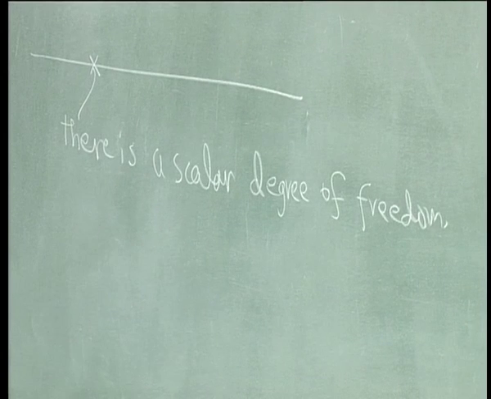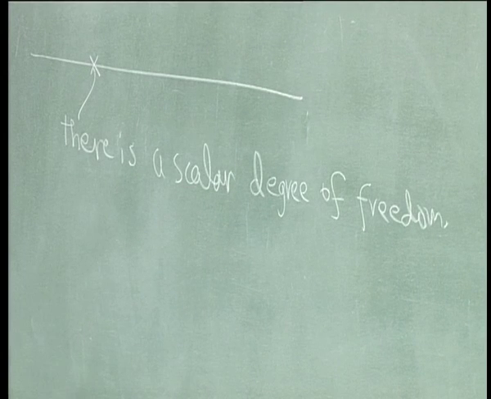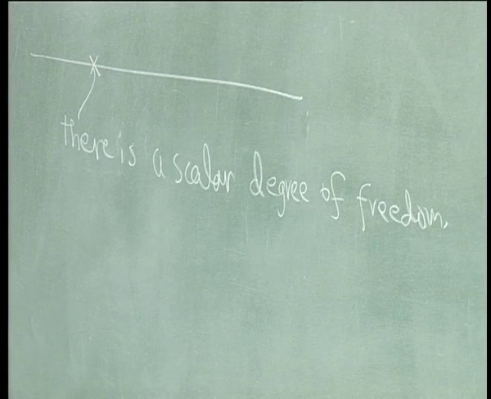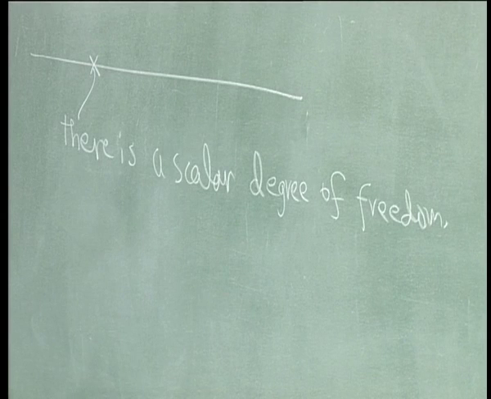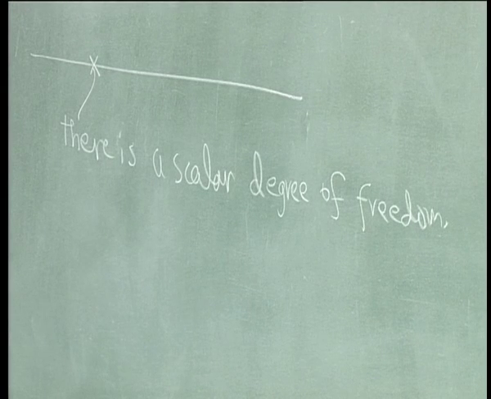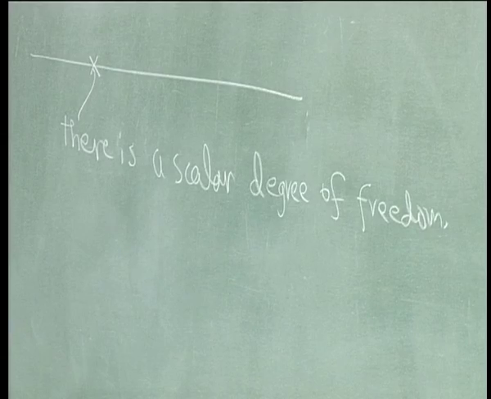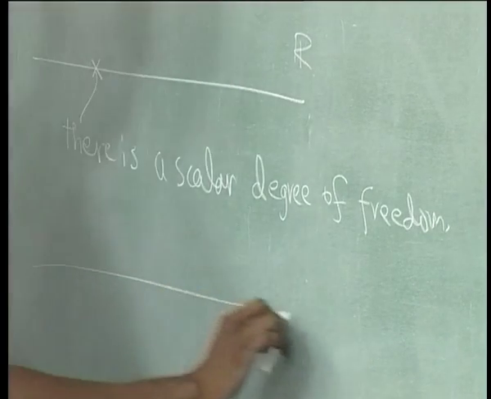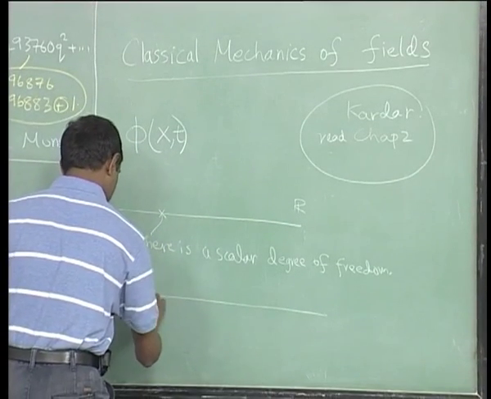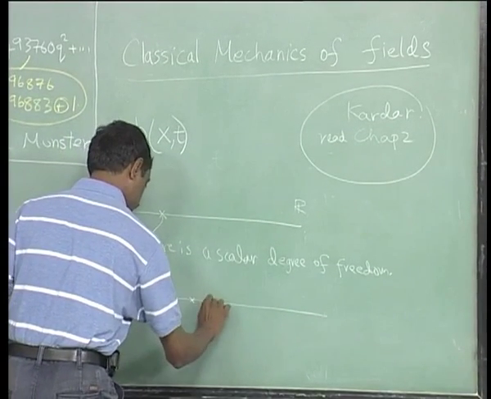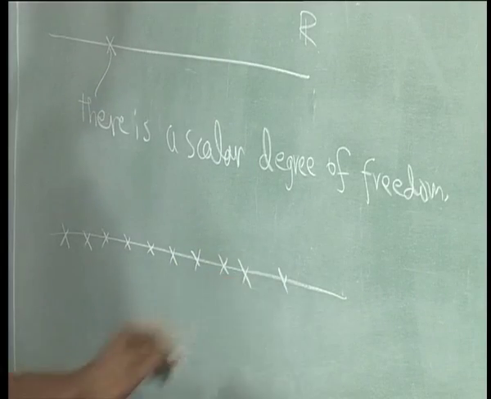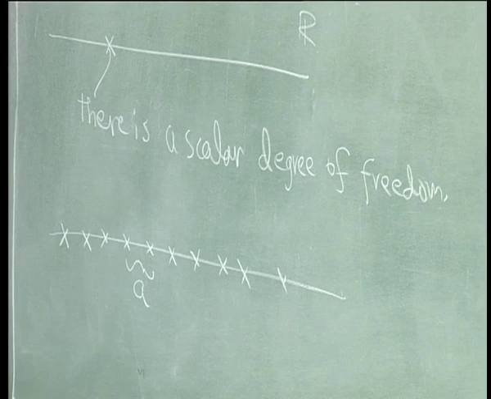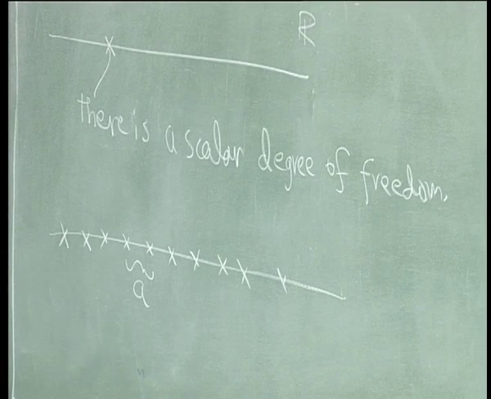So clearly there are infinite degrees of freedom, and how do we go ahead and handle it? One trick is to discretize space and then take the limit where the spacing goes to 0, and that is what we will do. So we will replace this R by a discrete set of points, an integer worth of points, equally spaced with some spacing a.